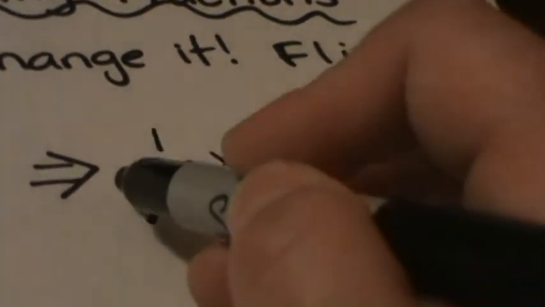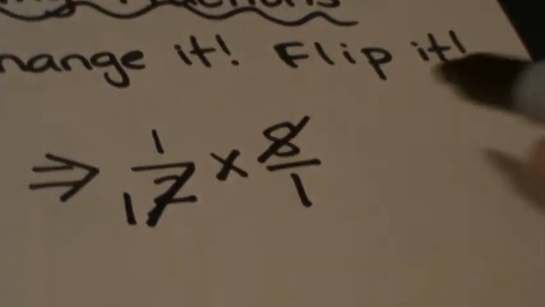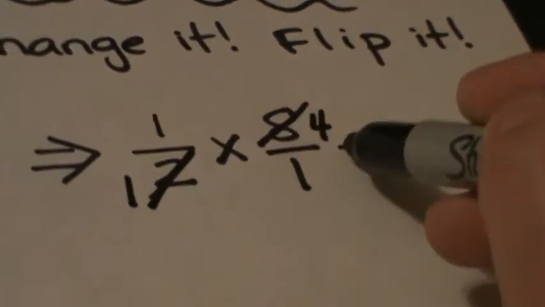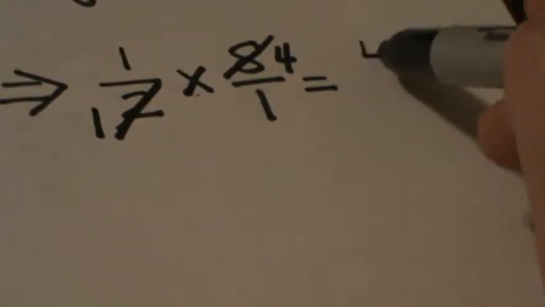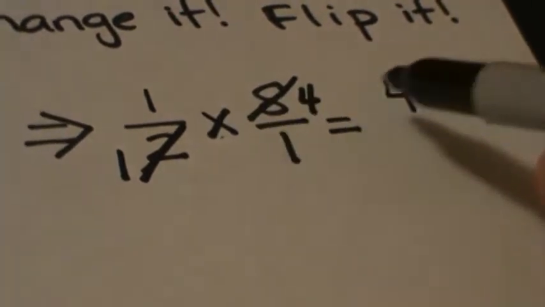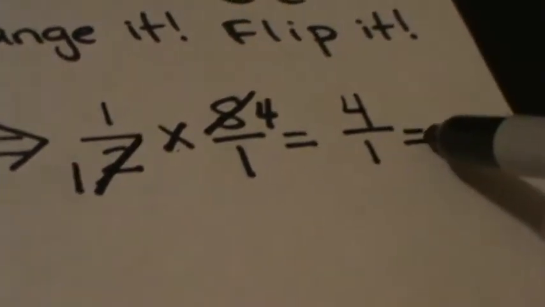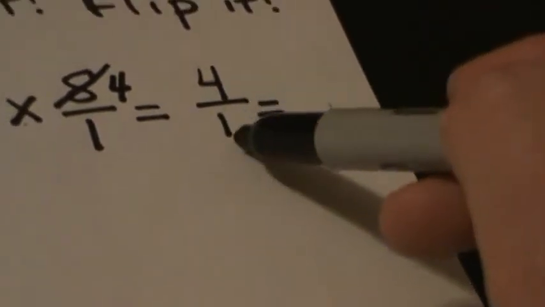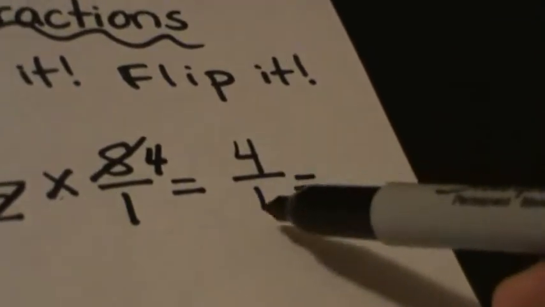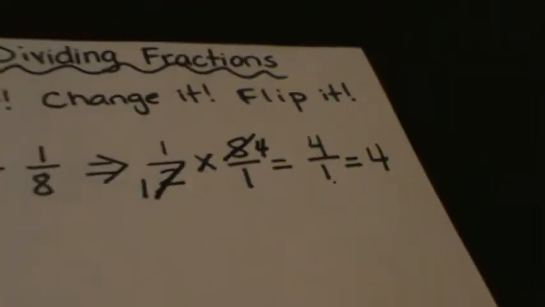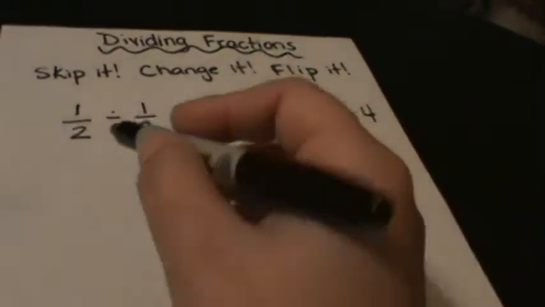So 2 divided by 2 is 1, and 8 divided by 2 is 4. Now we can multiply. 1 times 4 is 4. 1 times 1 is 1. 4 over 1 is equivalent to 4 wholes, which equals 4. Let's try another one.